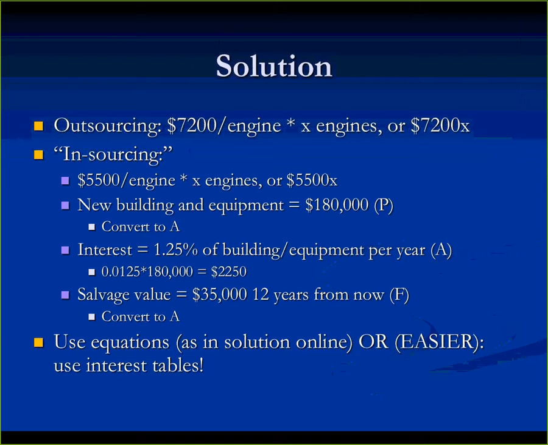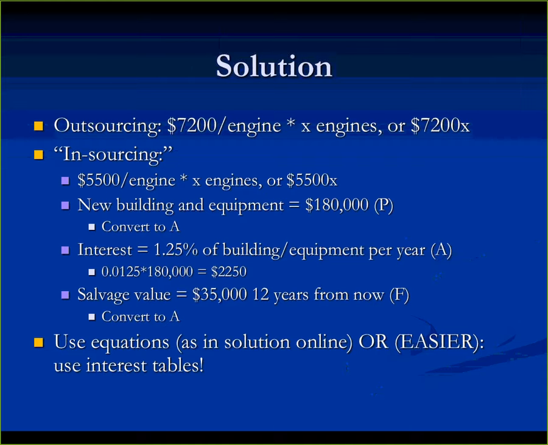So if you outsource at $7,200 per engine times X engines, your outsourcing term is 7,200X. For insourcing, you've got a number of terms. To do it yourself, it's $5,500 per engine times X engines, or 5,500X. The new building and equipment is going to cost you $180,000 right now. That's a present value. You're going to need to convert that to A.